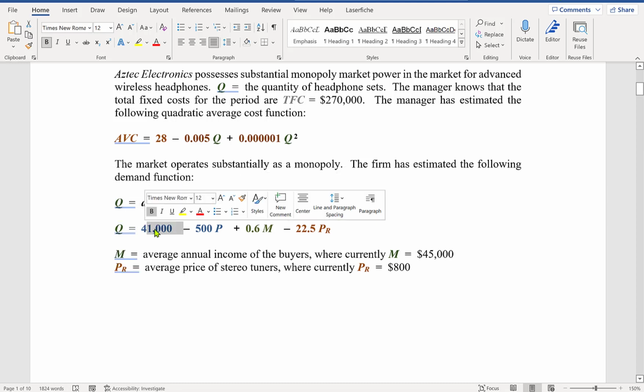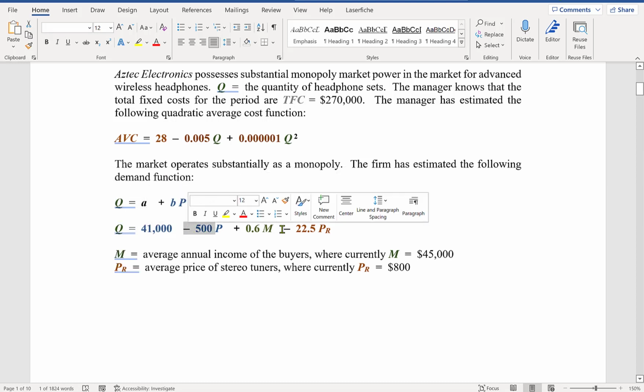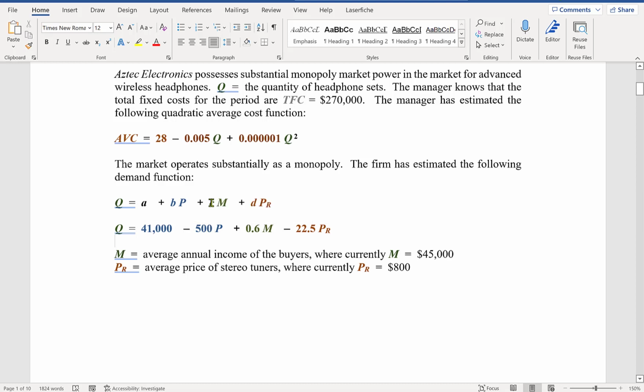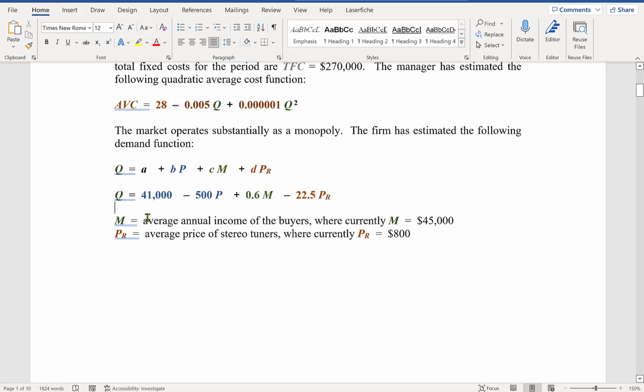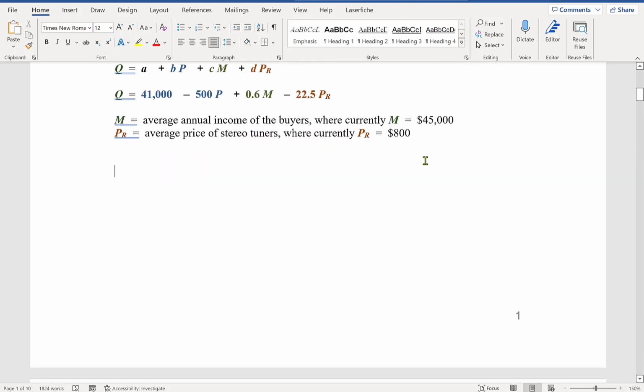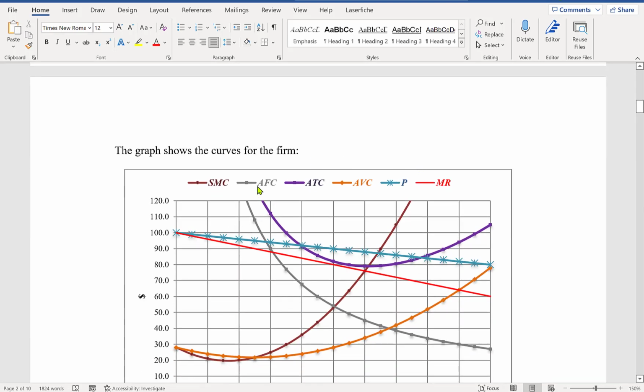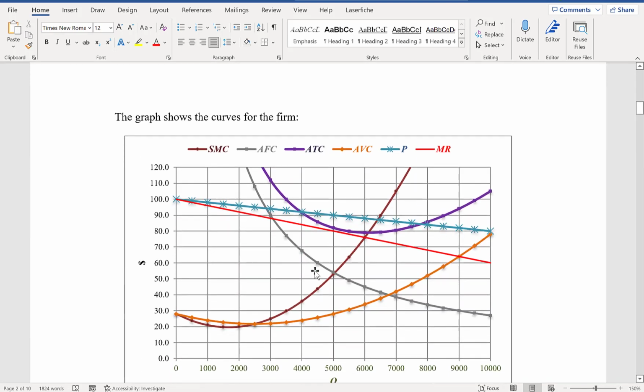So the A is 41,000, B is negative 500, C is 0.6, and D is negative 22.5. M is the average annual income of buyers, currently $45,000. The average price of stereo tuners, which are the related goods, is currently $800. So we're given these numbers, right? We are going to learn how to derive these curves.